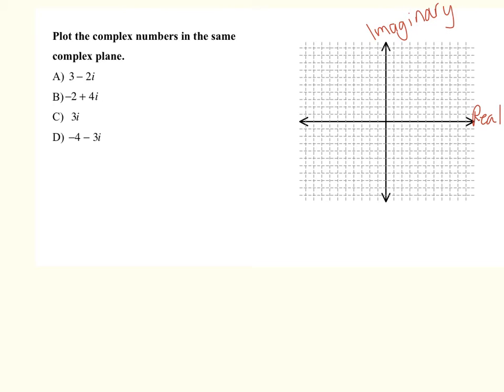So we have a complex number 3 minus 2i. That means the real part is positive 3, so we would go to the right 3 units. The imaginary part is negative 2, so we'd drop down 2 units. And there would be our point for letter A, 3 minus 2i.